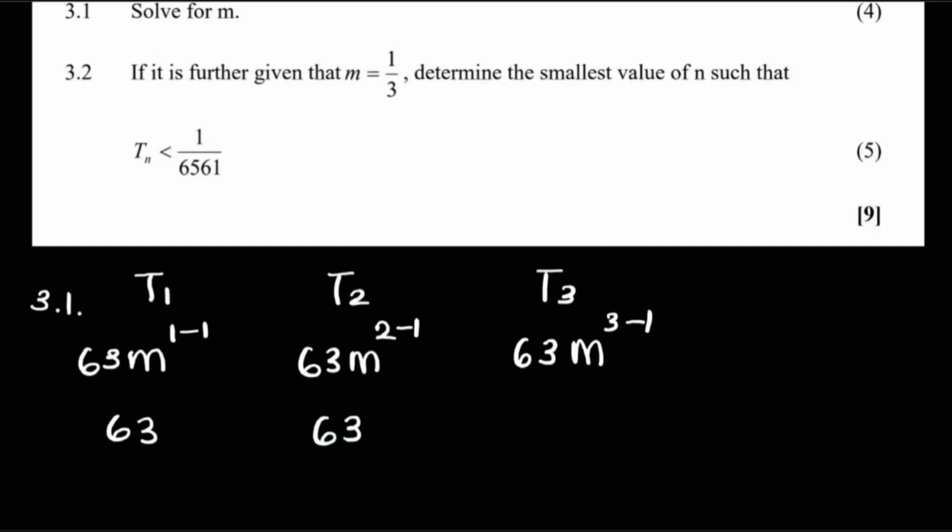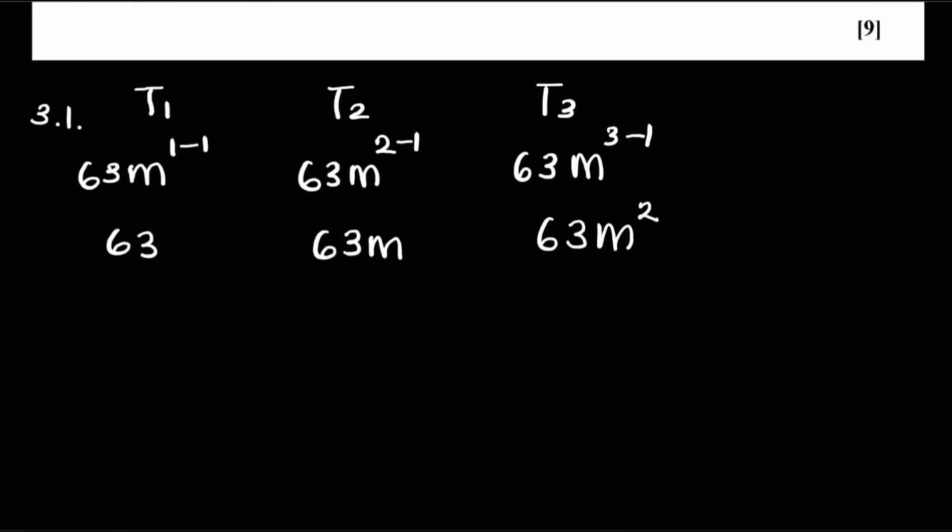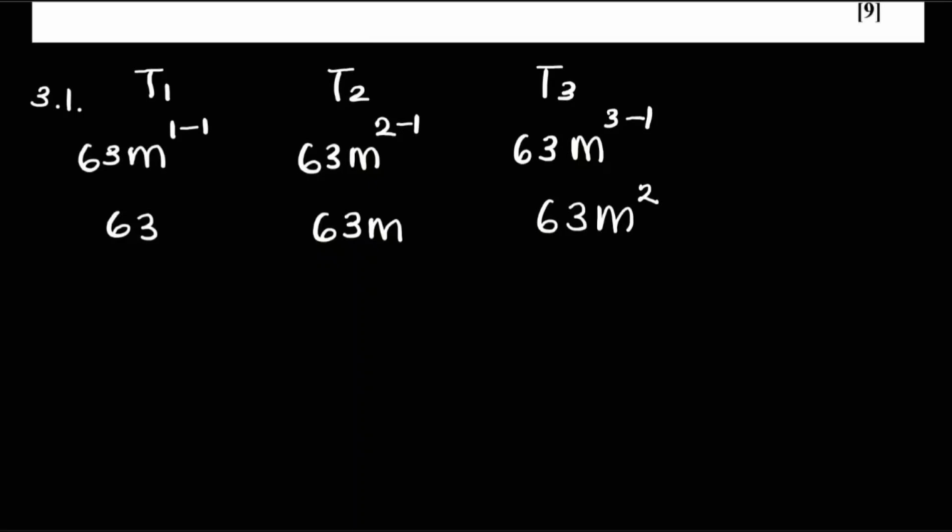Then the second term, 2 minus 1 is 1. m to the power 1 is just m. 63m to the power 3 minus 1. So 3 minus 1 is 2. For our third term, we have 63m squared. Now that's our starting point. We get the first 3 terms from the starting term.